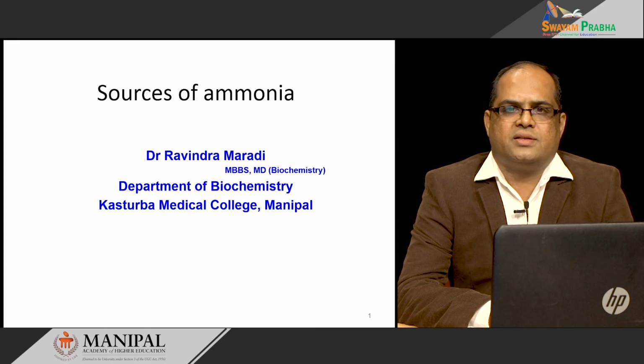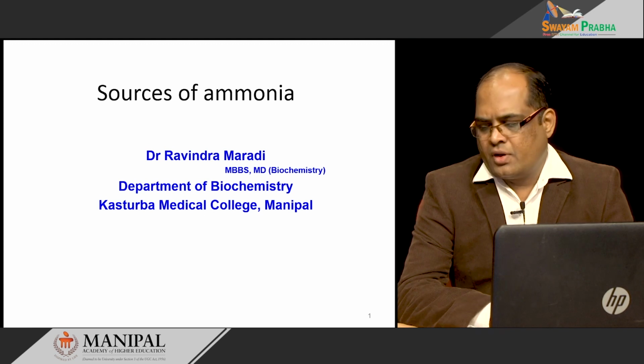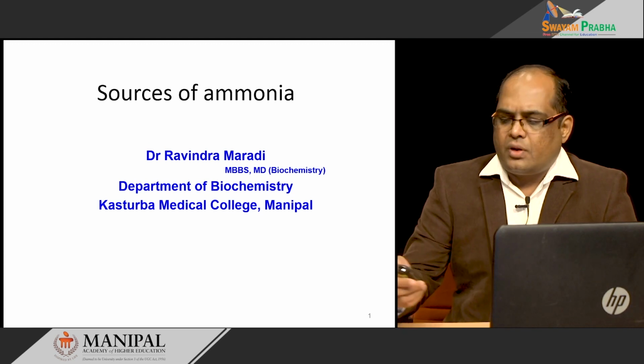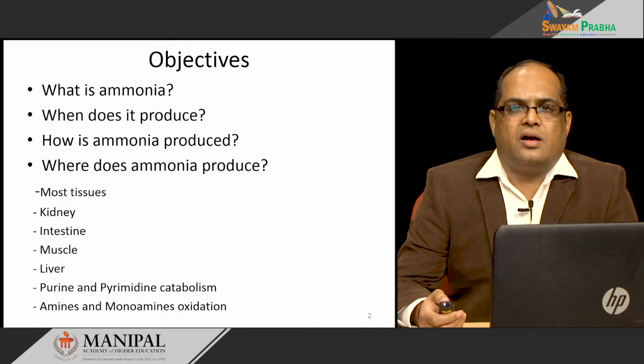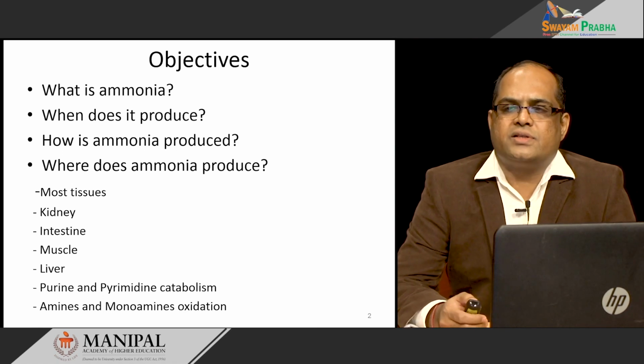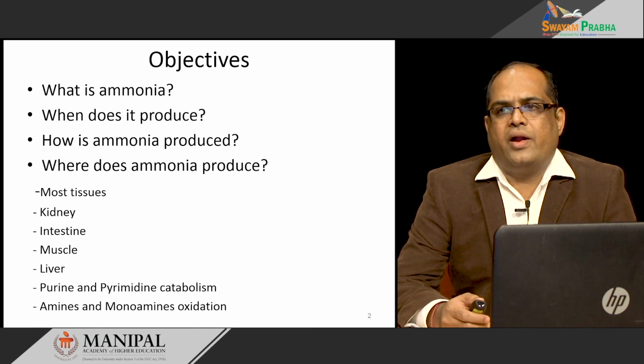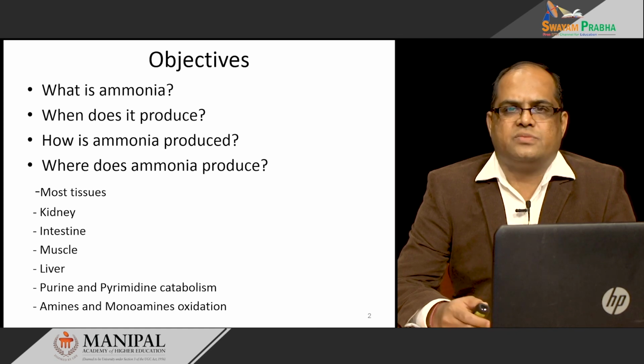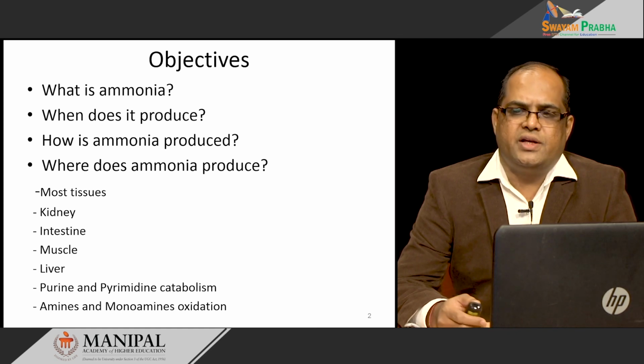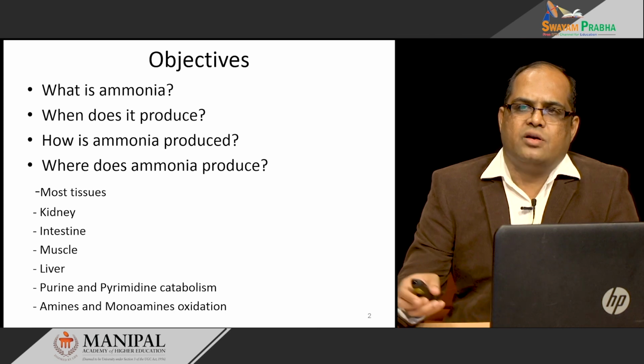In today's class, I will be discussing sources of ammonia. The topics which I am going to discuss are under the following headings. First, we will see what is ammonia, then when it is produced, how ammonia is produced, and where it is produced. Ammonia is produced in different tissues. We will see how it is produced in different tissues.